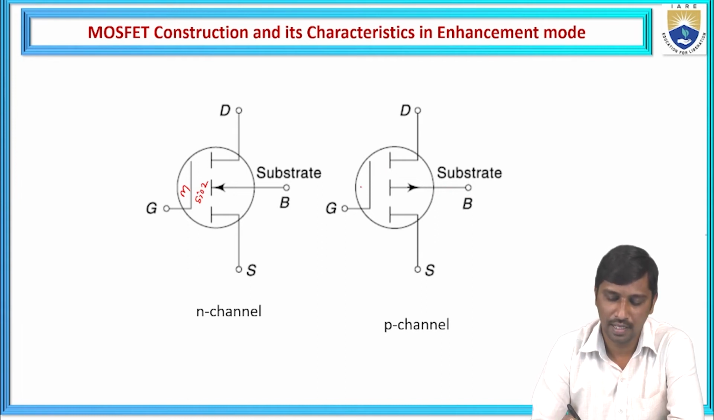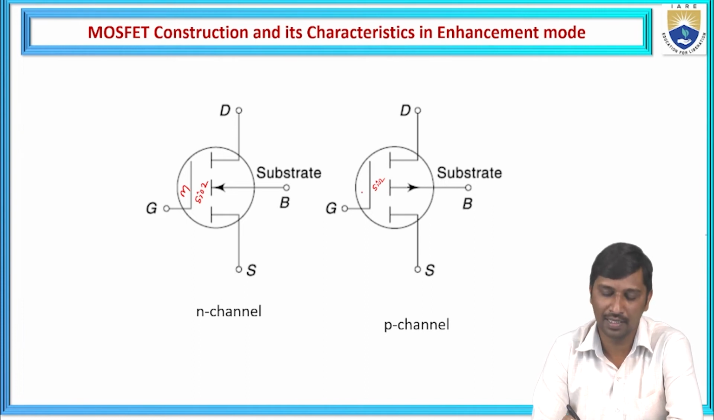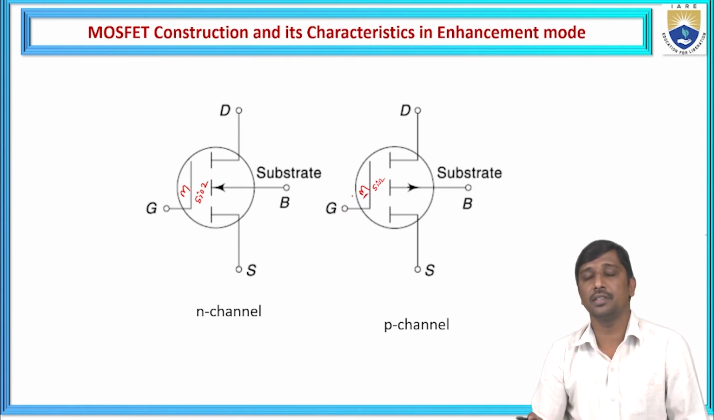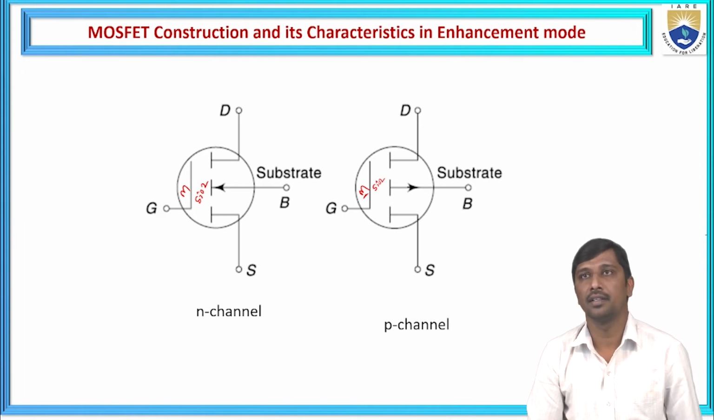Again, this is the silicon dioxide gap. This gap is filled with silicon dioxide. It acts as one insulating media between one conducting plate and the other conducting plate. This is the metal, and the metal is connected to the gate. So these are the symbolic representations of the enhancement mode MOSFET, either N type or P type.